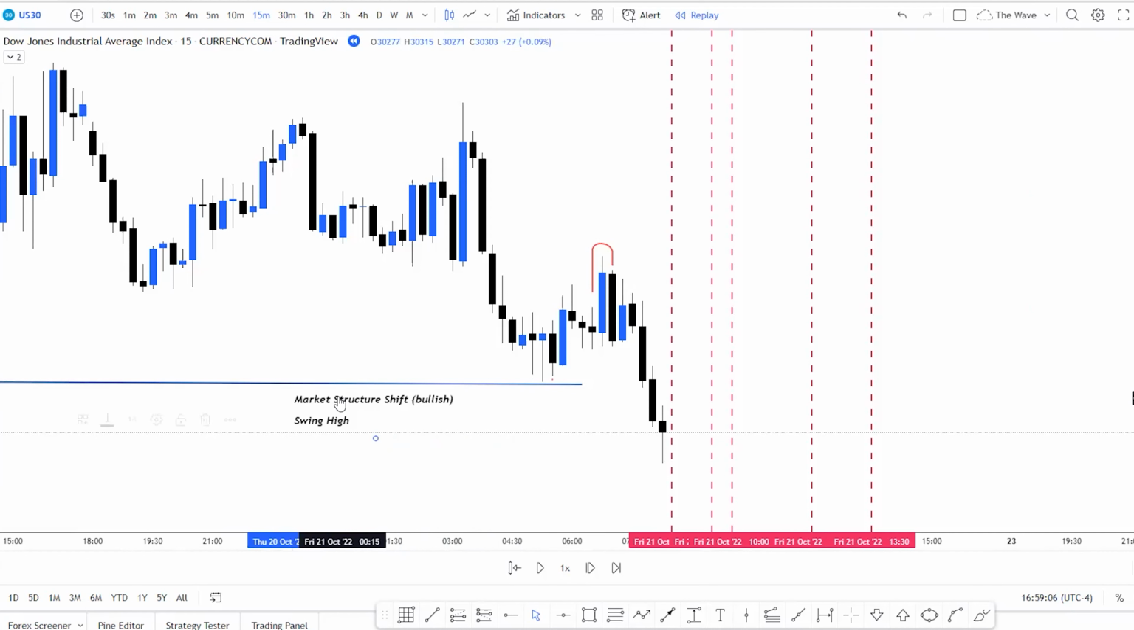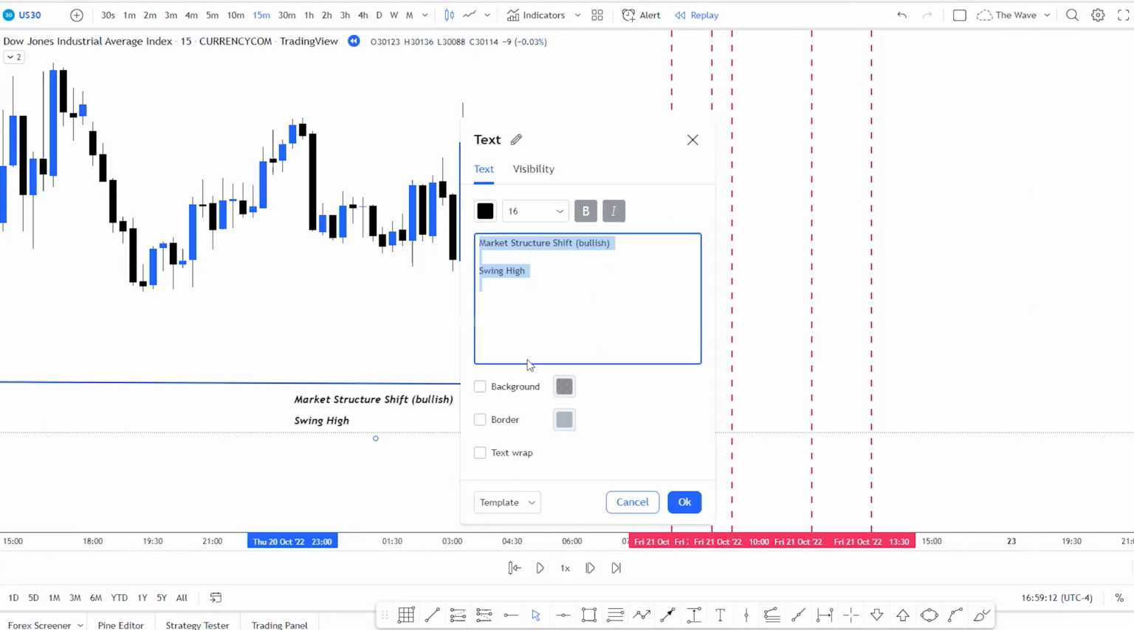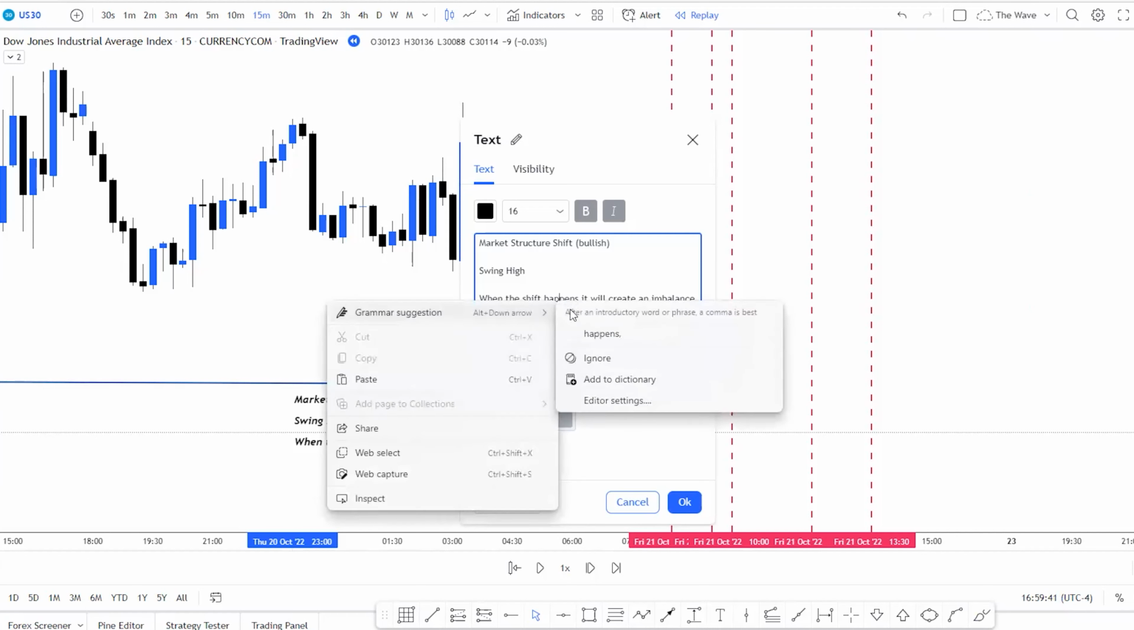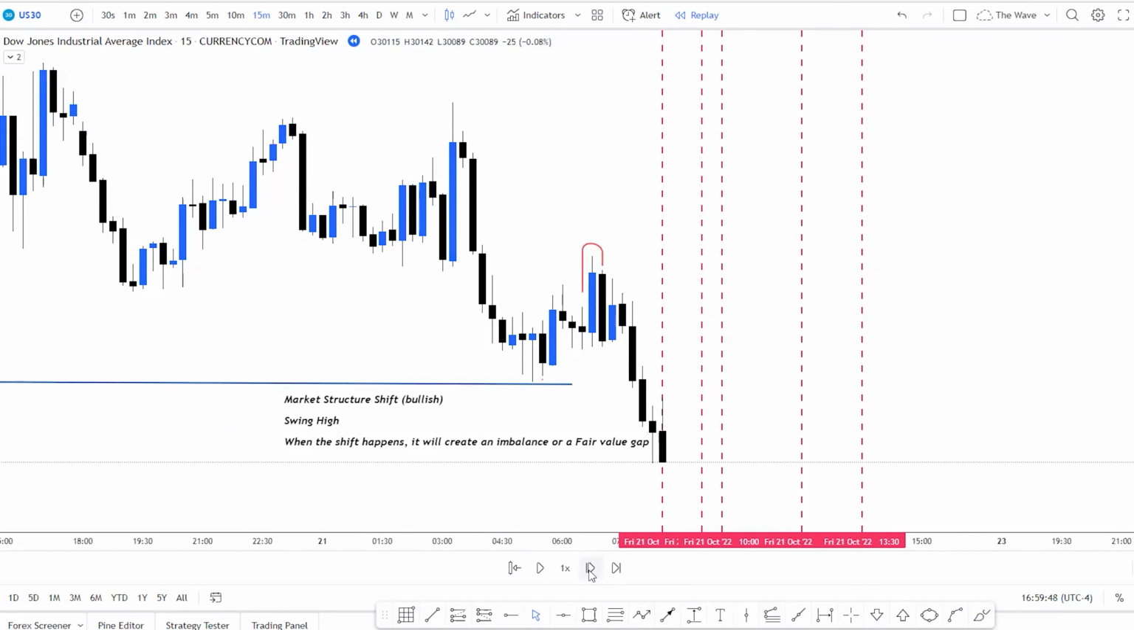Okay. Now, inside of the market structure shift, when the shift happens, it will create an imbalance or a fair value gap. Okay. There's going to be so much volume coming in that's going to break that structure that it will create that gap moving the other direction. Okay. So we move price forward here.